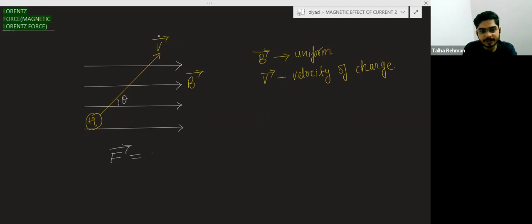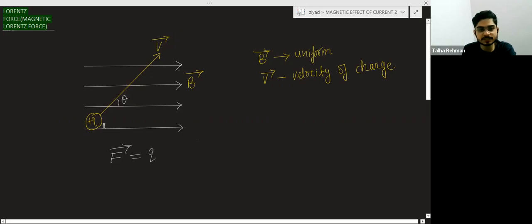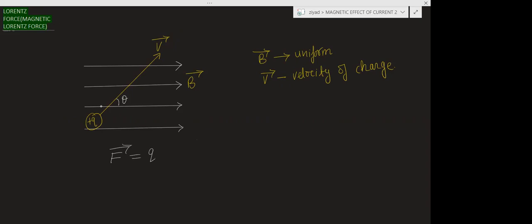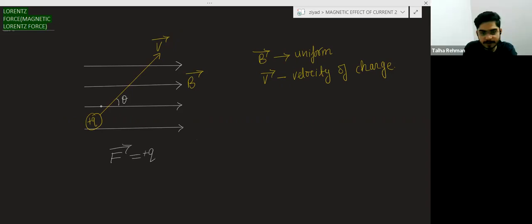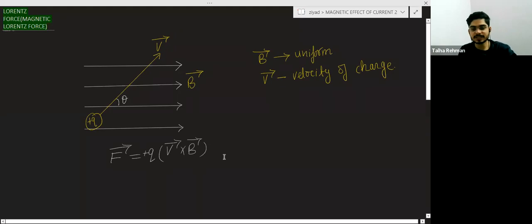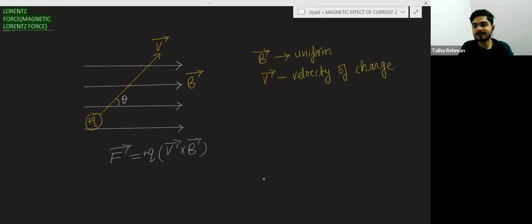The magnitude of the charge is plus q. Simply you can write here plus q, and velocity of the particle cross magnetic field vector. With this formula I have written it in vector form. Now I can write this formula in the scalar form also. Vector form means this formula will give you the direction as well as the magnitude.